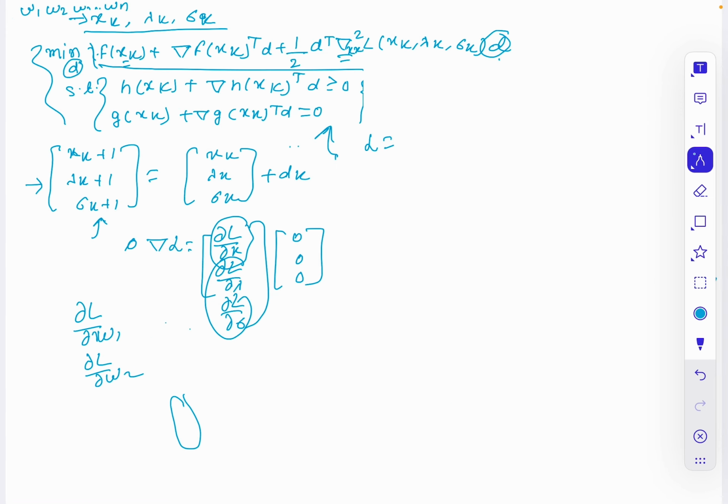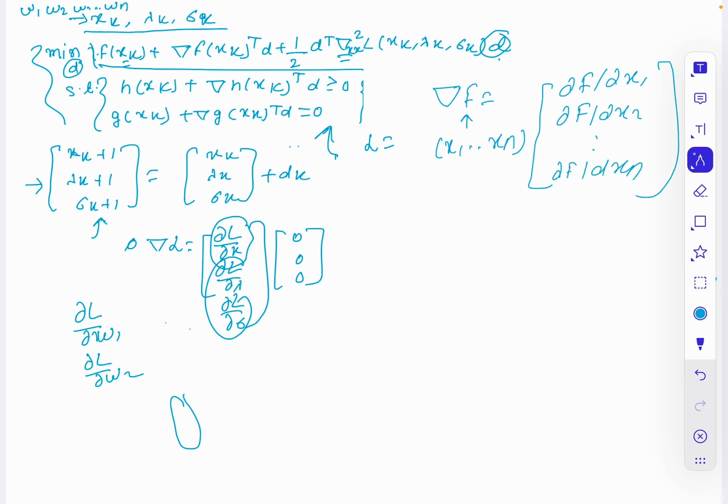How does the SQP algorithm work? In the SQP algorithm you first find the gradient of all three functions. The first one is the objective function, and the other two are constraints. How do we find the gradient? The gradient of any function f, for example if f is a function of variables x1 up to xn, is df by dx1, df by dx2 up to df by dxn. So this is your gradient, okay? Got it? Now first of all find all the gradients, and find the Hessian of the Lagrangian.